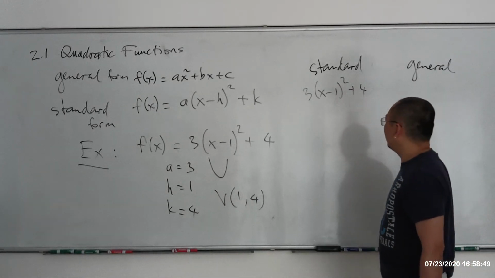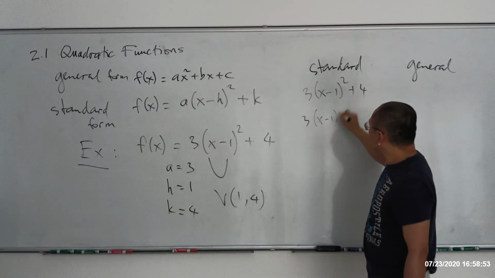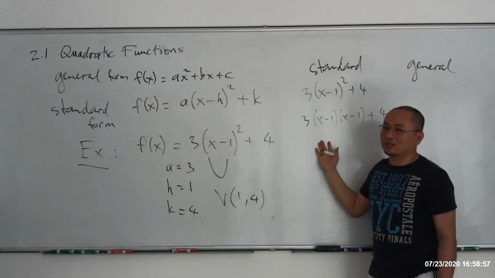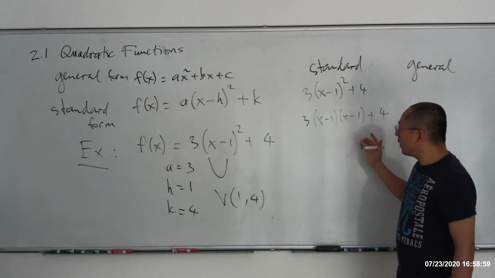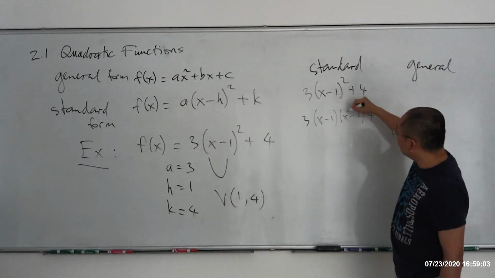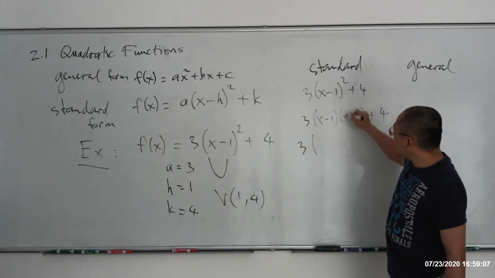Expand this out. That's all you need to do, and combine like terms. So this is 3 times x minus 1 times x minus 1, plus 4, right? Many of you learned to call this FOIL, I think. X times x, then x times negative 1, negative 1 times x, and then negative 1 times negative 1, with the 3 outside, right? X times x is x squared.